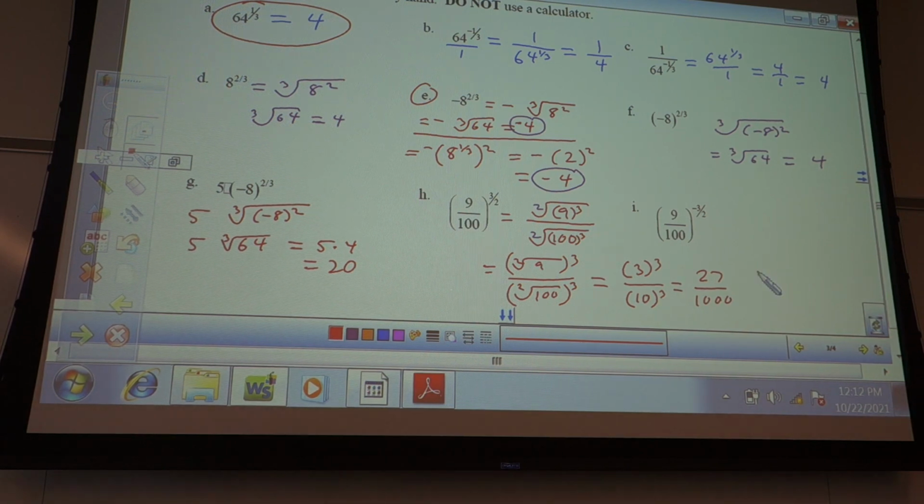Okay, so this one, negative exponent means we move it to the other side. So this is the same thing as 100 on top, 9 on the bottom, to the 3 halves. So if the 100's on top and the 9's on the bottom, it's the same thing, only here I'm going to end up with 1,000 on the top, the 27 on the bottom.